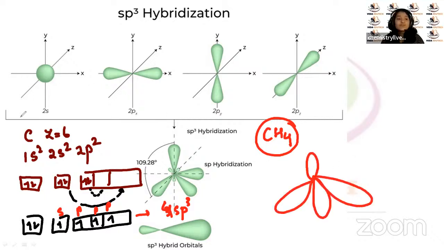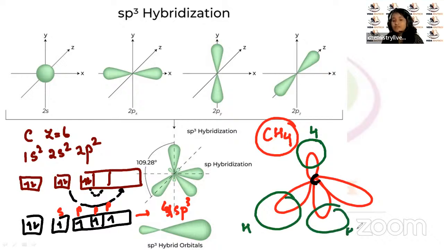Okay, this is for what, children? This is for your carbon. Now hydrogen. Hydrogen is having only one orbital, that is an s orbital. So one hydrogen here, one hydrogen here, one hydrogen here, and one hydrogen here. Okay, so this is going to be the shape of CH4. This is your methane.